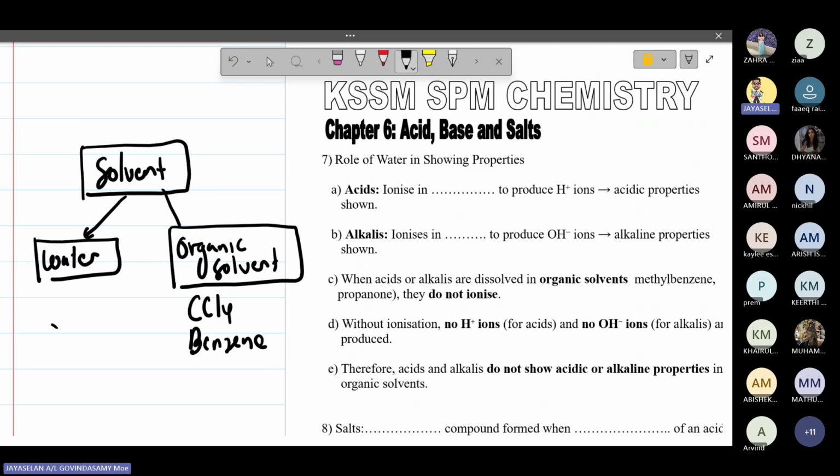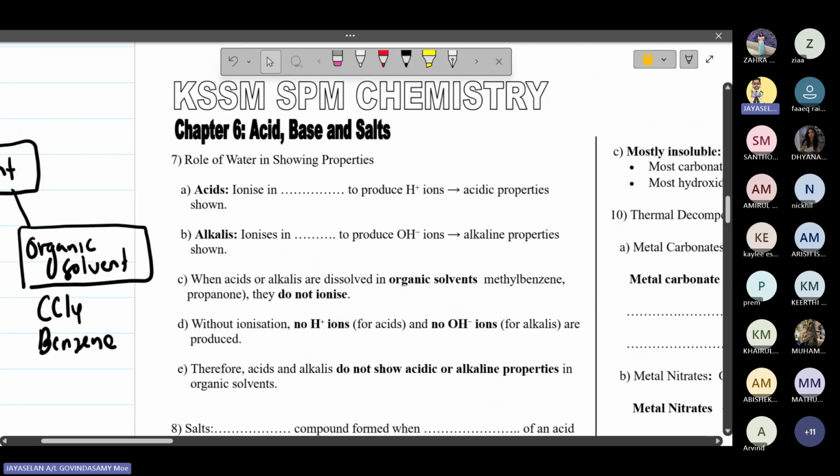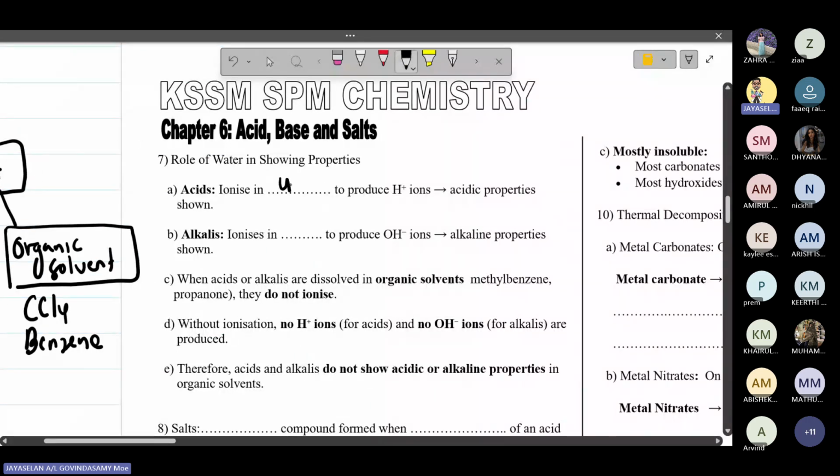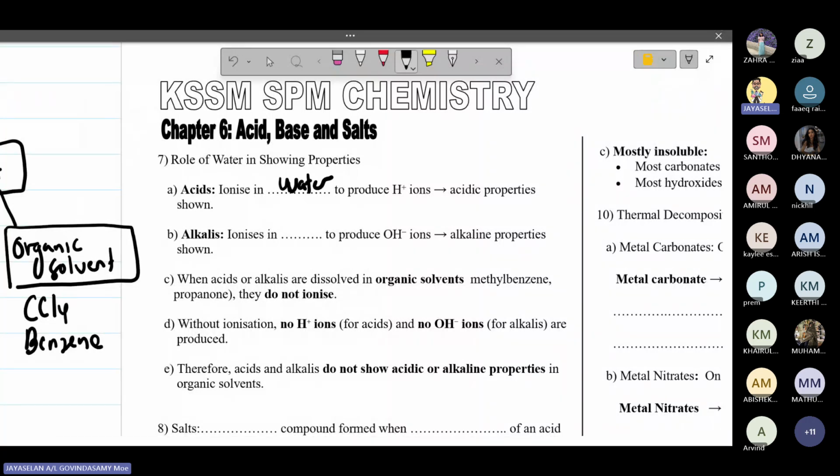Okay, acid love water. Acid still dissolve in organic solvent, but do not ionize. Acid and alkali only ionize in the water. So here is acid ionize in water only. Ionize means what? It breaks. Okay, pecah. Okay, alkali also ionizes in water. They do not ionize in organic solvent.